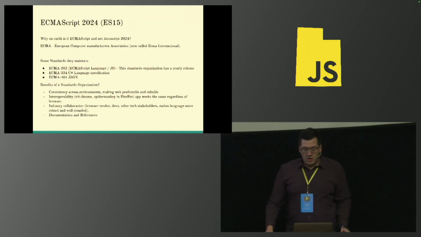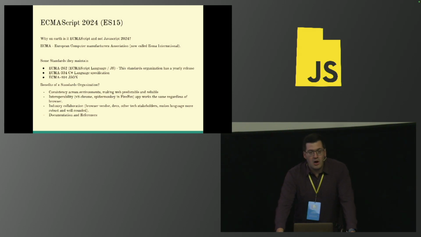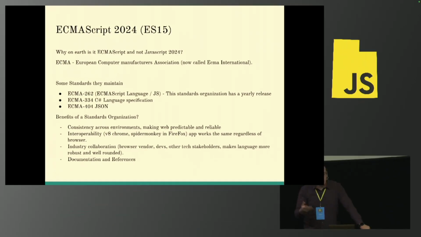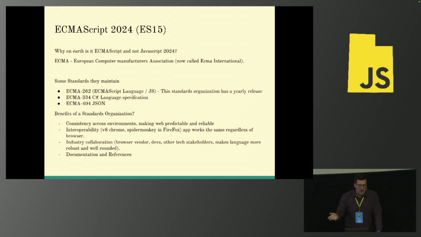So let's talk about ECMAScript 2024, also sometimes called ES15, the 15th version of the standard. But that notation's pretty much going away, and now typically it's just with the year. So first, why on earth do they call it ECMAScript and not JavaScript? Part of that is because when Sun was acquired by Oracle, they have either the trademark or the rights to the word JavaScript. So that's why the standard's different.